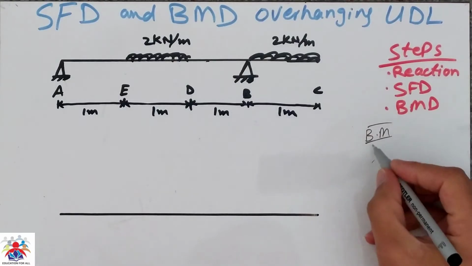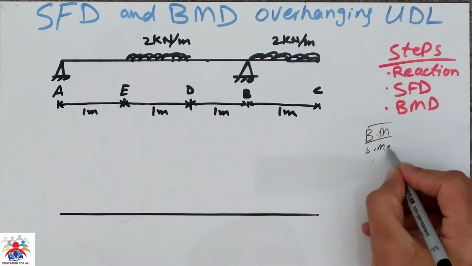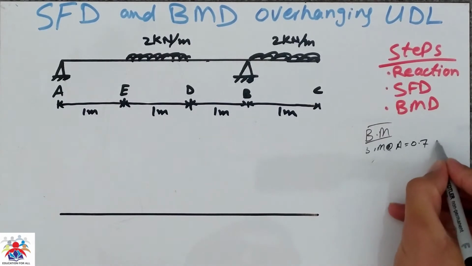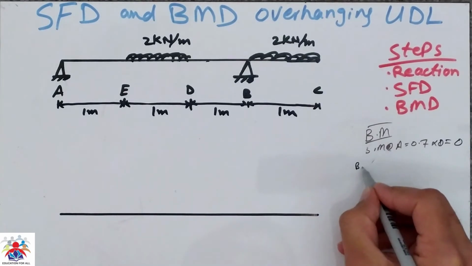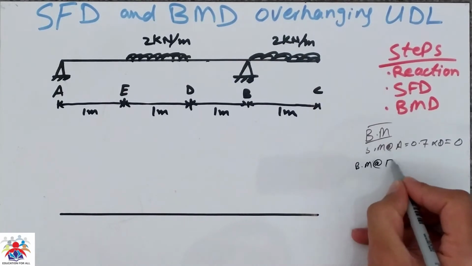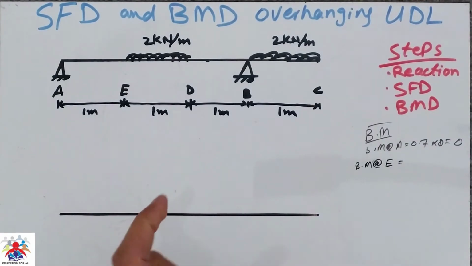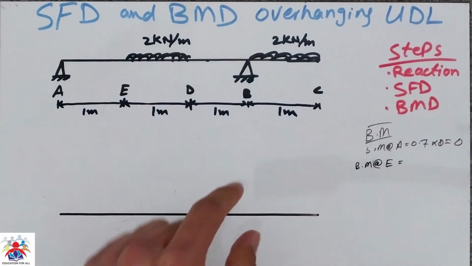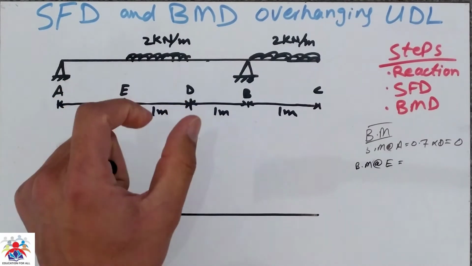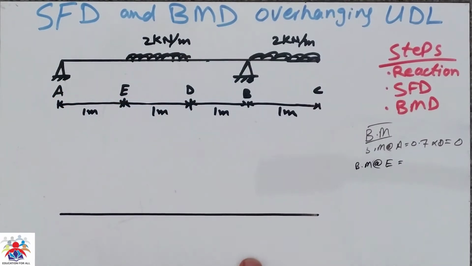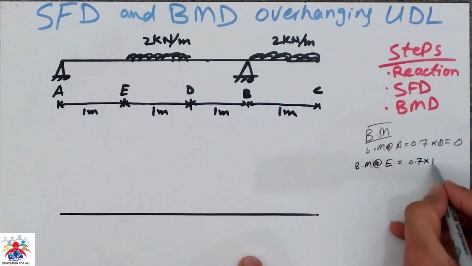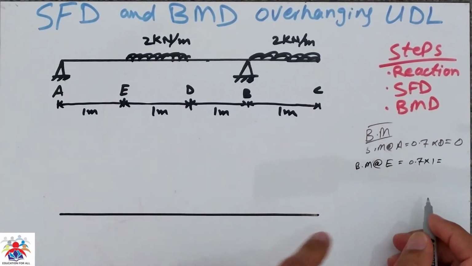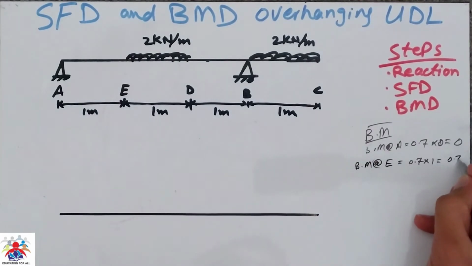Okay, bending moment at point A will be 0.7 multiplied by 0, equals 0. Bending moment at point E: in order to get a correct bending moment diagram, I have to create some more points on our beam. Okay, at point E, 0.7 multiplied by 1. From A to E is 1 meter with only one load at point A, which is upwards. So it will be 0.7 kilonewton.